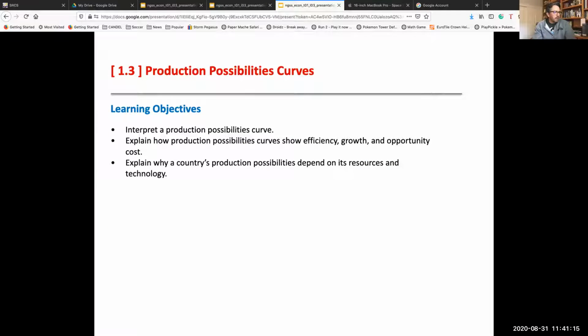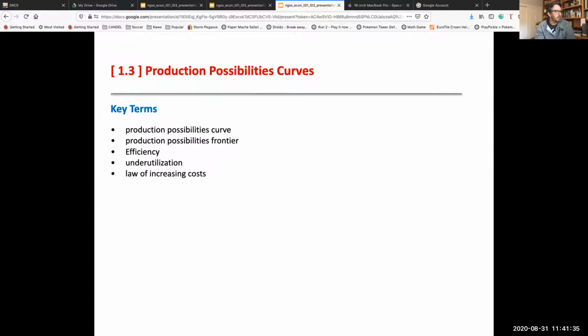Learning objectives: interpret a production possibility curve. Explain how production possibility curves show efficiency, growth, and opportunity costs. Explain why a country's production possibilities depend on its resources and technology.